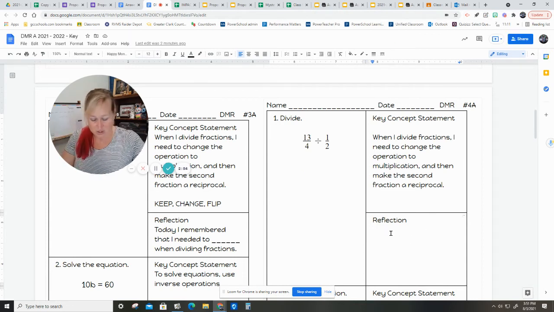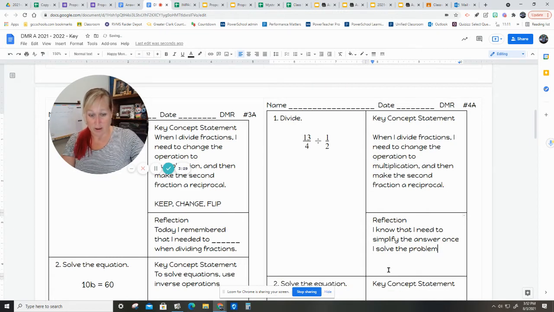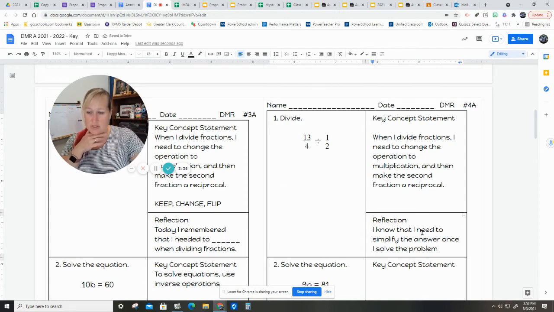So, reflection. I know that I need to simplify the answer once I solve the problem. That means we are familiar that I should not be leaving it as an improper fraction. I should make sure to simplify and reduce as best I can. So that is what I have this time for the reflection. All right, we're going to move on to the bottom, but if you need to pause, push pause.